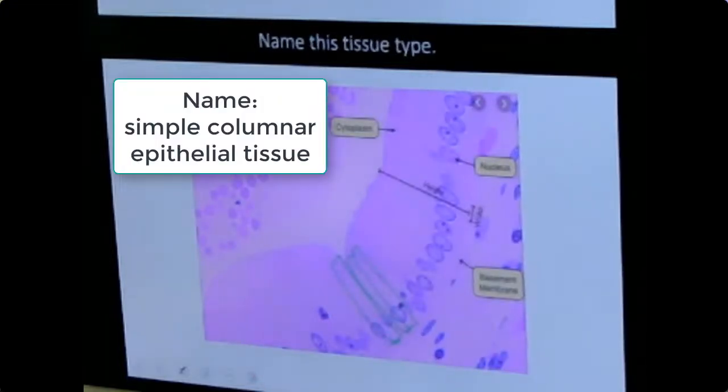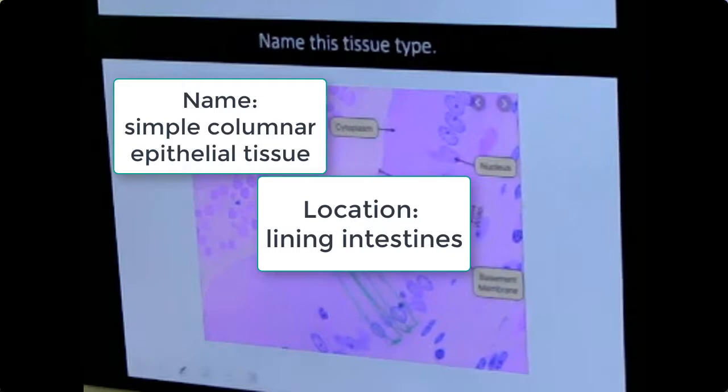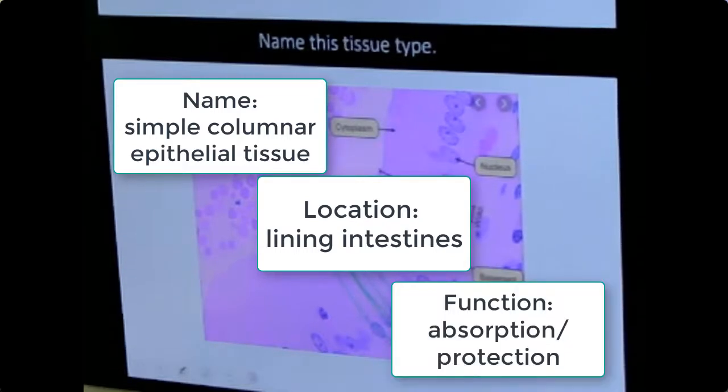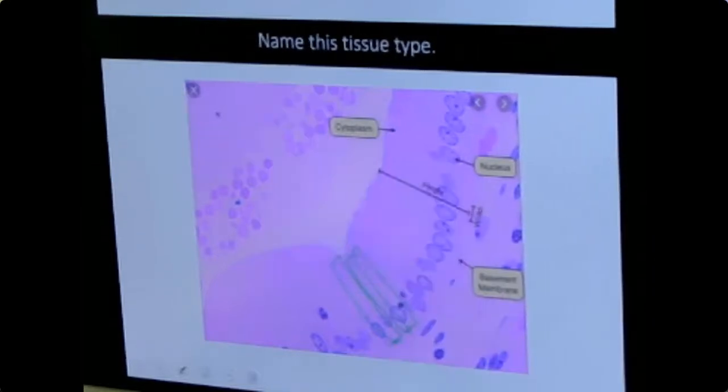This, simple, and it's found where? Intestines, and it's for absorption and protection. Absorption because it's one cell layer thick, but protection because it's kind of a big cell.